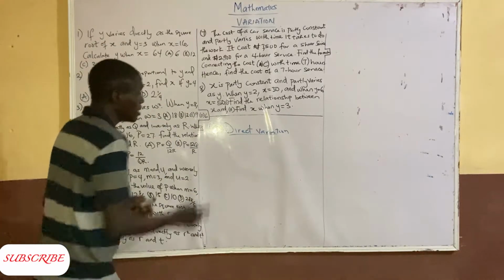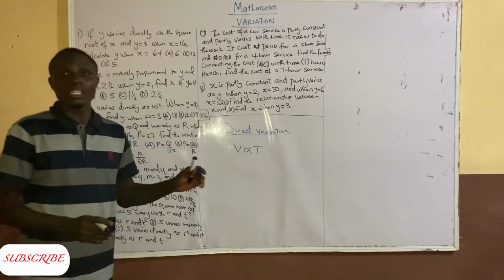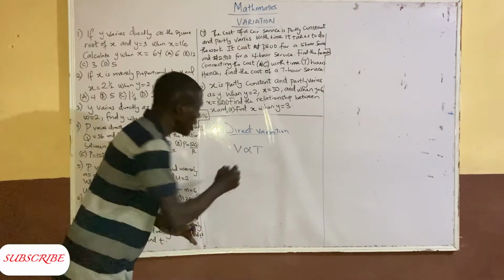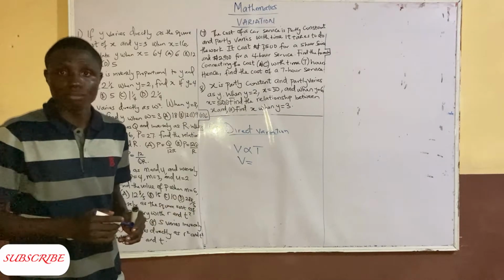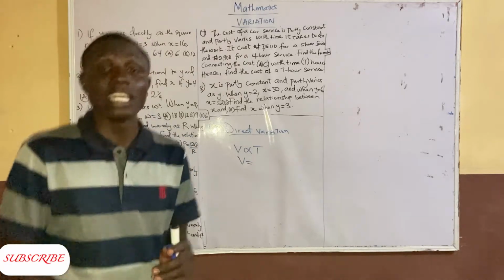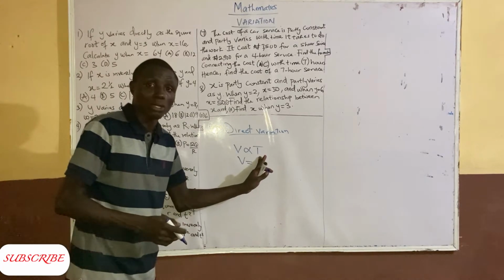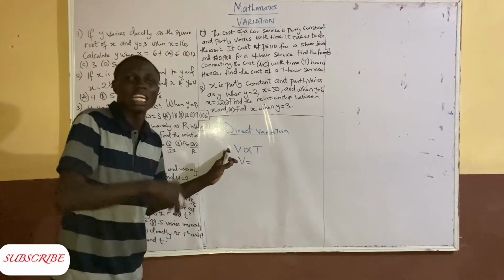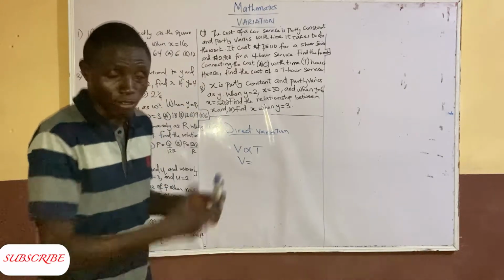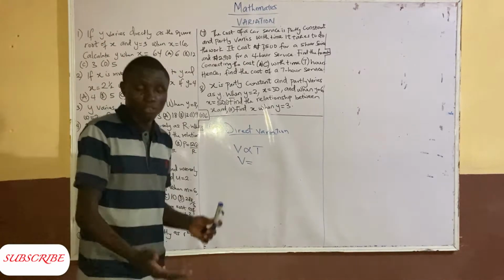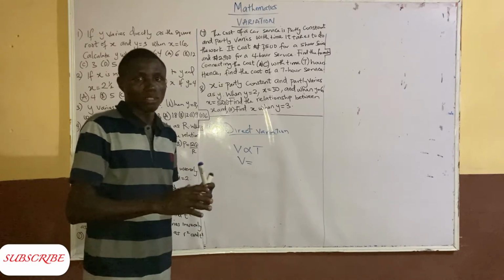For instance, if I take V is directly proportional to T. Now, when I say V is directly proportional to T, we are saying that V is equal to KT. As we increase the value of T, so also the volume increases. So whatever we do to the first one will affect the second in the same manner. That's why we call it direct variation. If you increase the first one, the other one will increase. If you increase the second one, the first one also will increase.